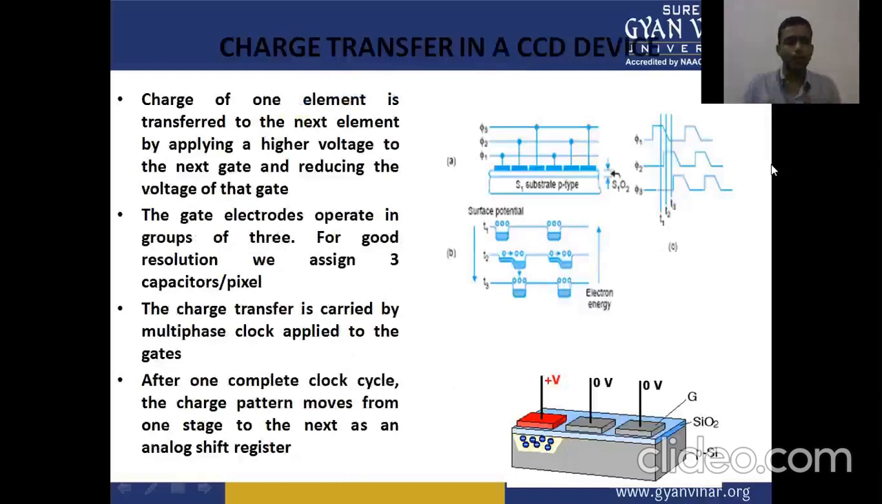The charge of one element is transferred to the next element by applying a higher voltage to the next gate and reducing the voltage of the gate. The gate electrodes operate in groups of three. For good resolution, we assign three capacitors per pixel. The charge transfer is carried out by the multi-phase clock applied to the gates. After one complete clock cycle, the charge pattern moves from one stage to the next, like an analog shift register.